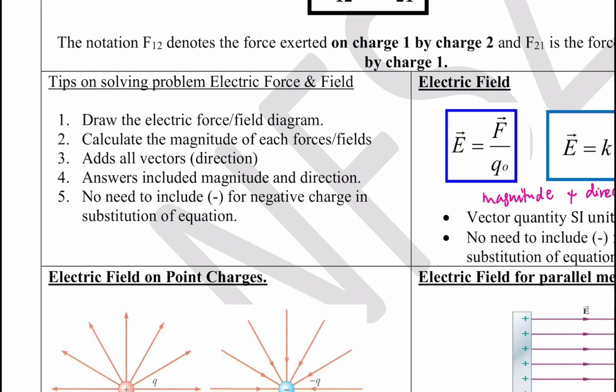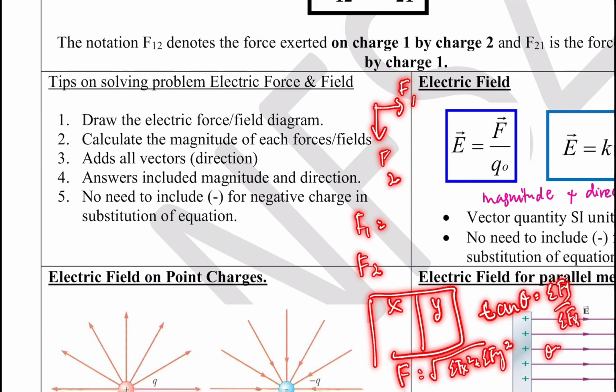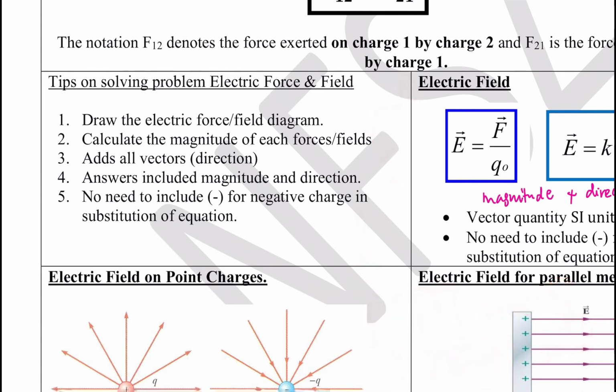Maksudnya first kali lukis gambar, then draw force awak ke mana. Contohnya ni kata F1, F2. Okay, then calculate F1 sama dengan berapa, F2 sama dengan berapa. Lepas tu buat table X component, Y component. So, then calculate F sama dengan square root of summation Fx square plus summation Fy square. Then calculate dia punya direction, tan theta equal to summation Fy over summation Fx. So, theta sama dengan berapa.